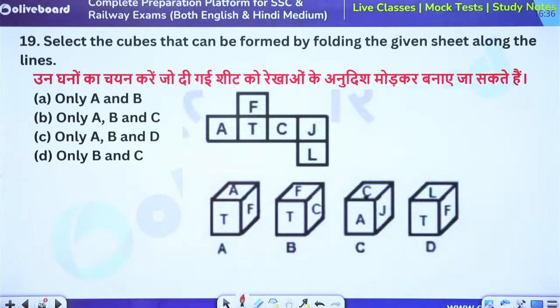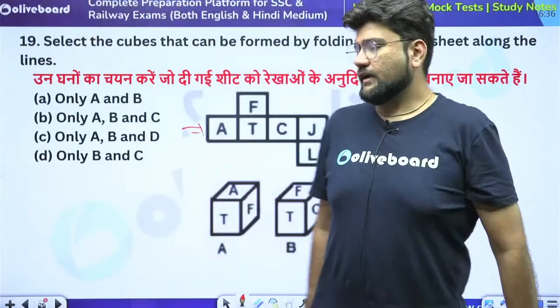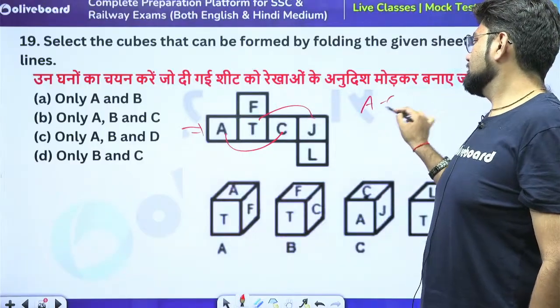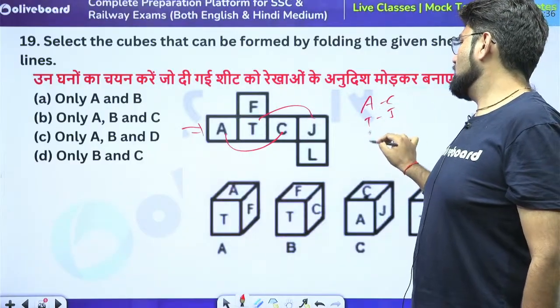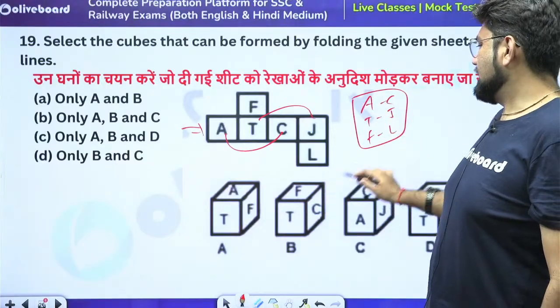So here again we'll pick up the longest line. This time we have the longest horizontal line with us. Okay, longest horizontal line. So A will be opposite to C, T will be opposite to J, and F will be opposite to L. Start again. ATF can be formed.